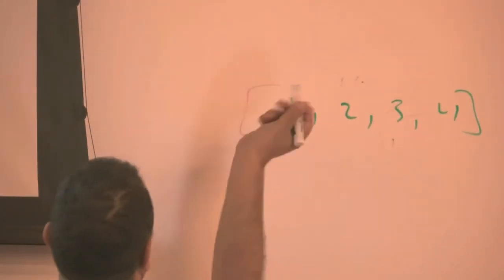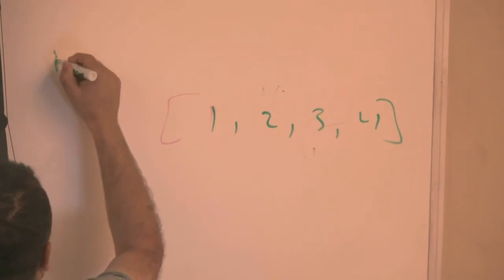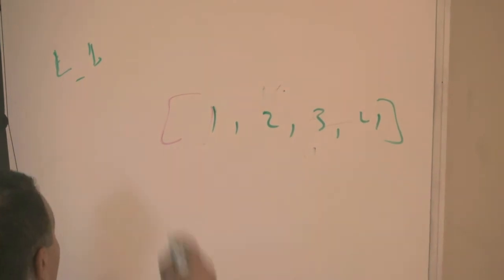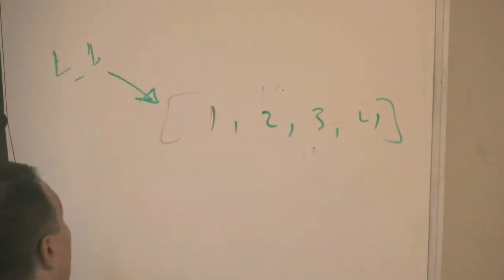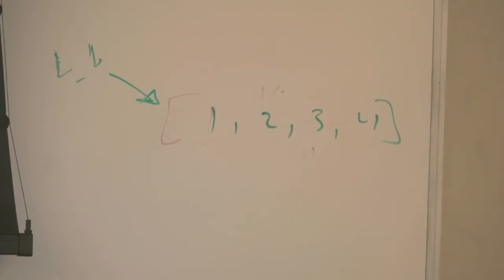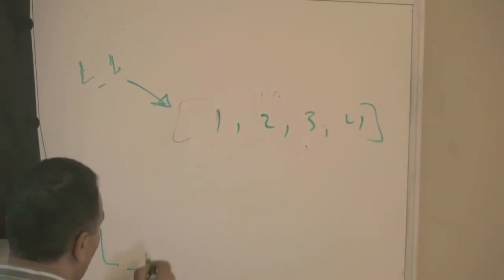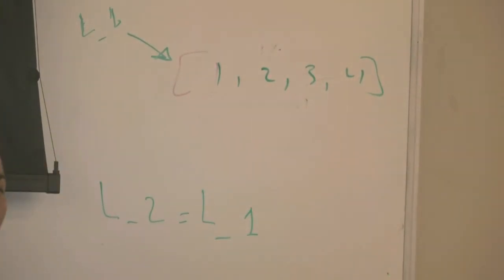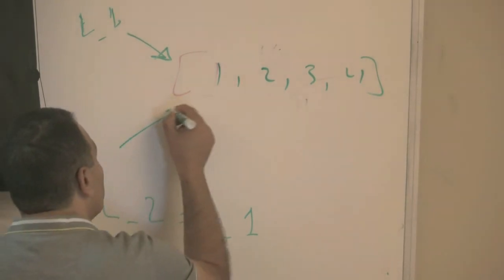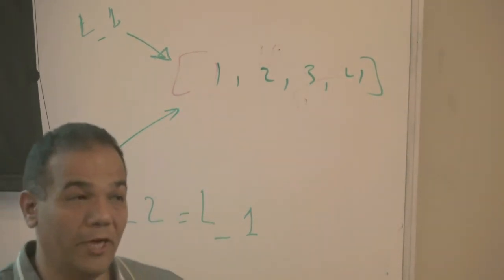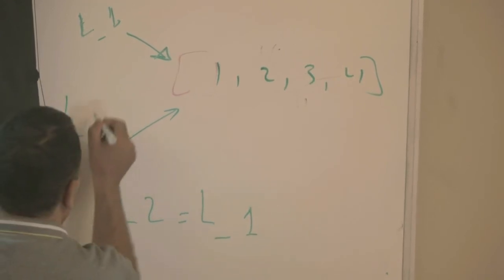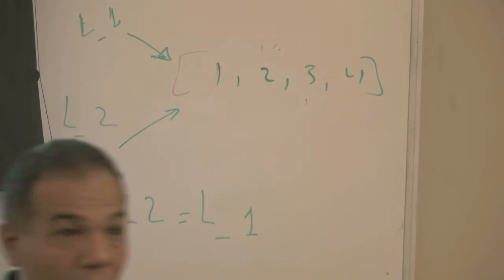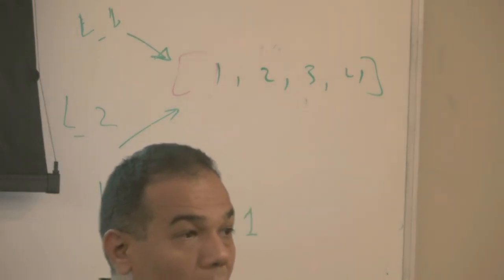1, 2, 3, 4. Let me call it list_1. So list_1 is like a location in the memory, right? Location in the memory, important. Let's say I say L_2 equals L_1. So what I did in here, I created a pointer to the same memory location and I called it L_2. So I'm not creating two locations. I'm creating the same location, but two pointers.